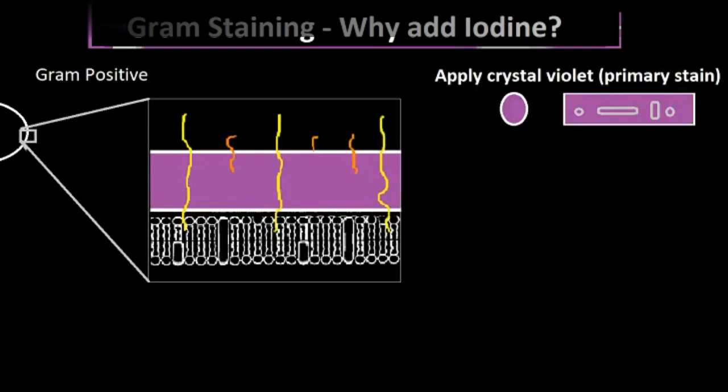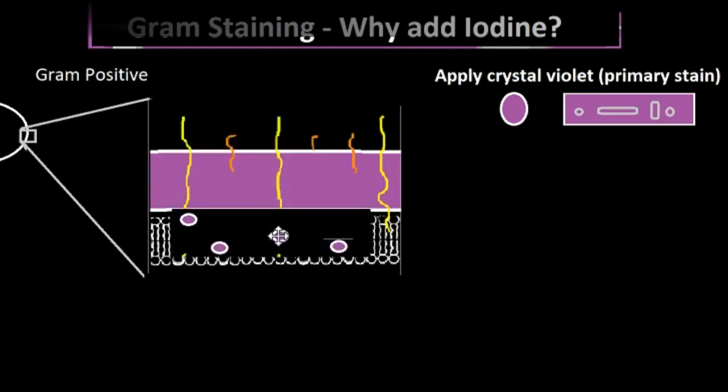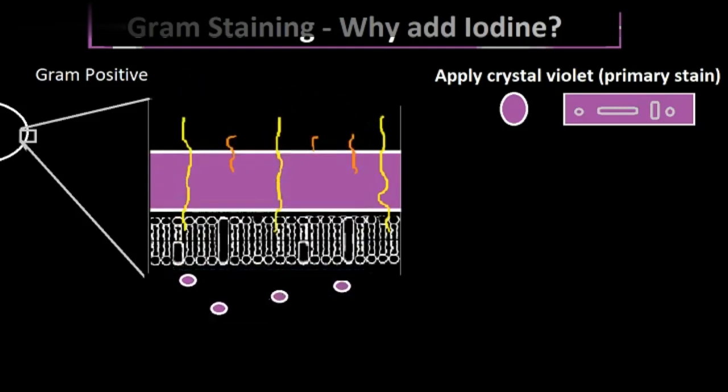The first step in the gram staining process is to apply the crystal violet. The crystal violet dye molecules are positively charged, or they're cations, and the cytoplasm of the bacteria is negatively charged. So attracted to the negatively charged interior, the crystal violet dye molecules will make their way down into the cytoplasm.